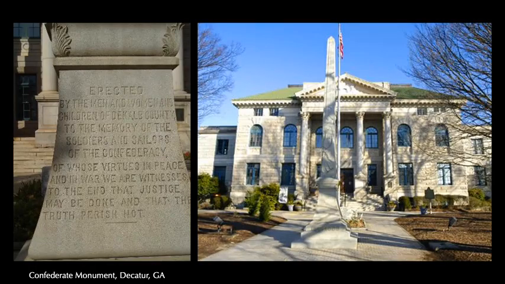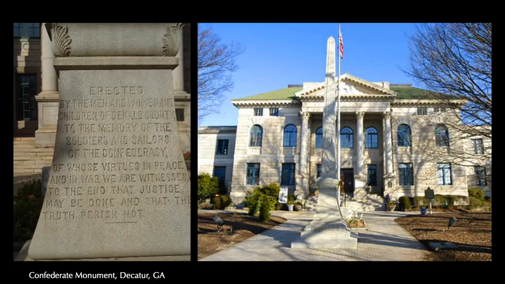Closer to home, we have the recently removed Confederate monument in Decatur, Georgia. Again, this monument's very typical. It's an obelisk on a granite plinth, mounted in front of the county courthouse, with language celebrating the virtues of the Confederacy. This became the site of controversy in the last 2 years as local groups called for its removal.